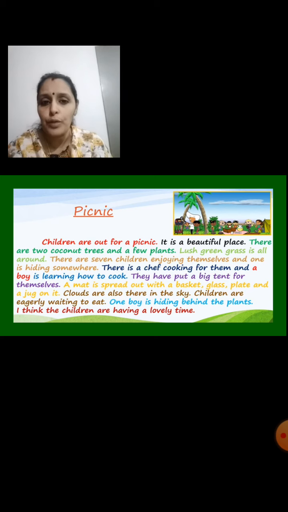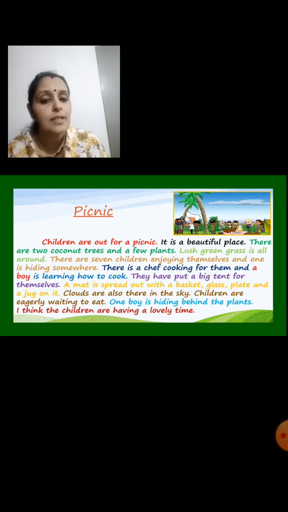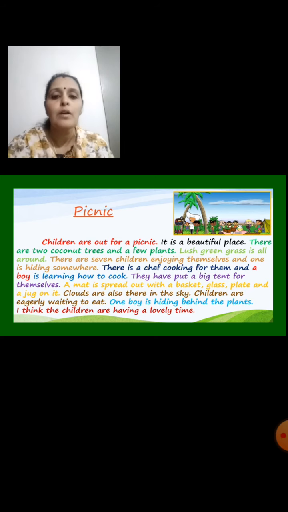There is a chef cooking for them and a boy is learning how to cook. They have put a big tent for themselves. A mat is spread out with a basket, glass, plate, and a jug on it. Clouds are also there in the sky. Children are eagerly waiting to eat. One boy is hiding behind the plants. I think the children are having a lovely time. Right? So we have written the paragraph and the title. Did you all understand how to write composition?